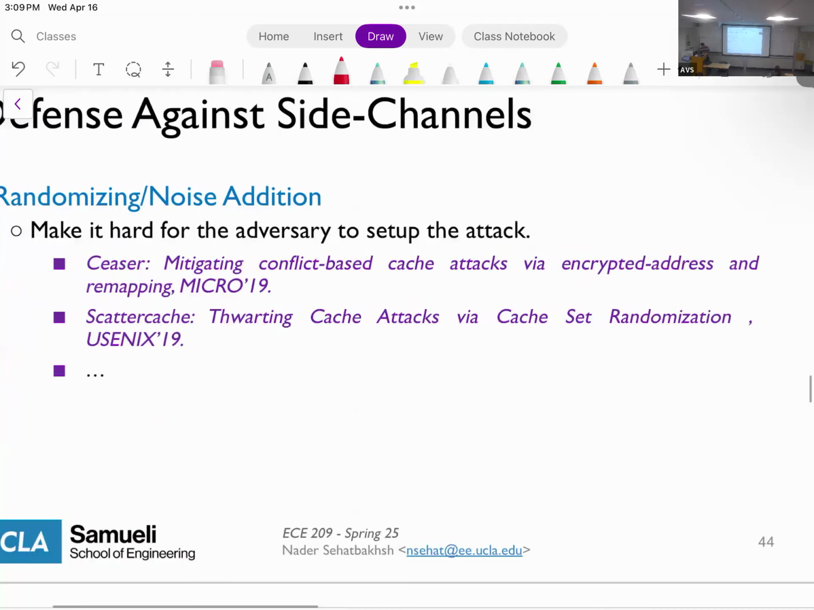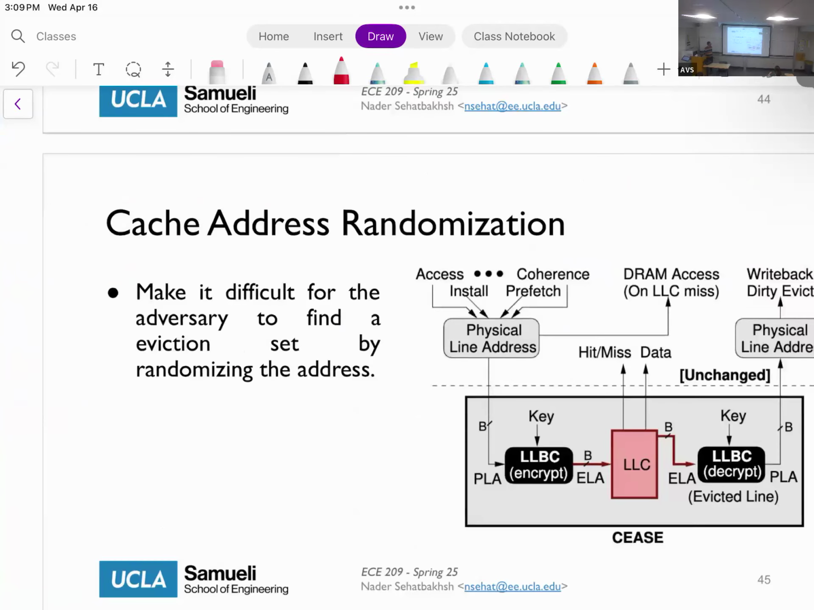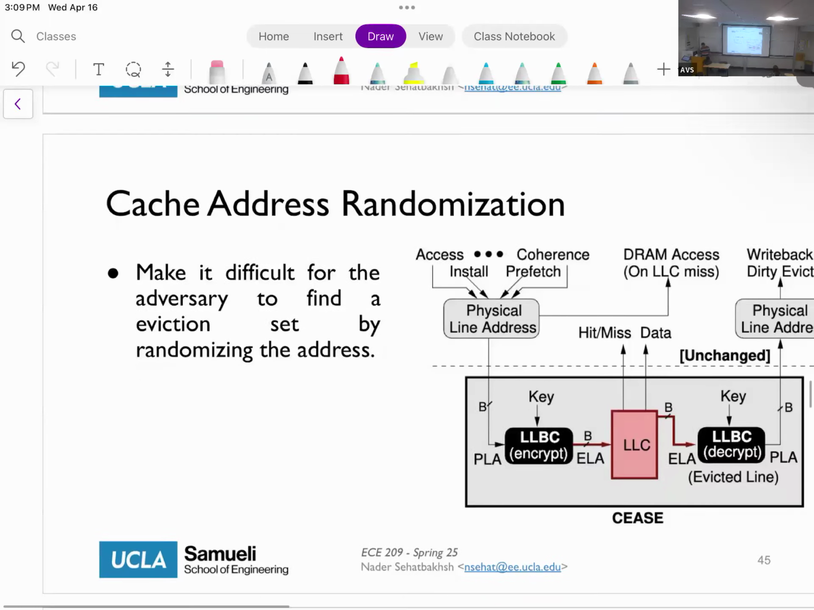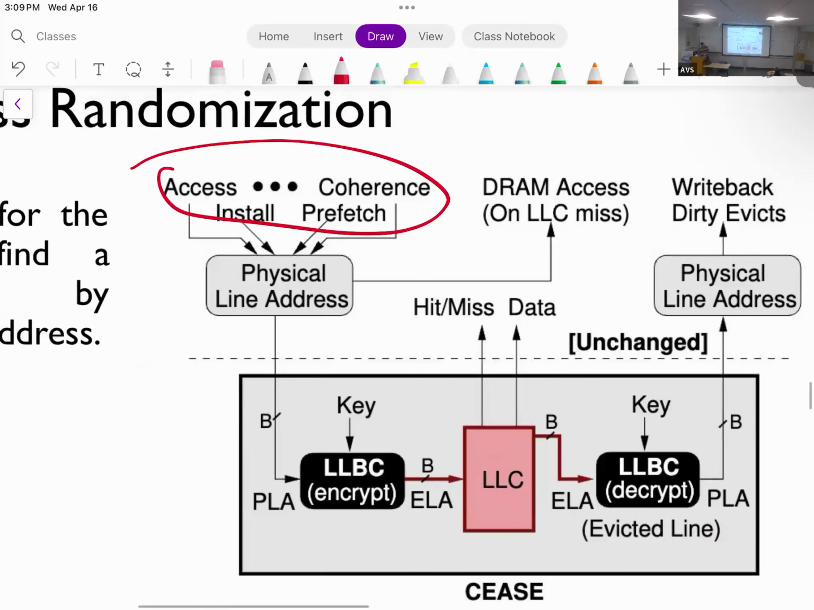So let me talk about this paper called Caesar, which is an interesting paper. The idea of Caesar is cache address randomization. You can think about a regular cache as: the virtual address comes, you map it to a physical address, and then you directly access your last level cache. What we can do instead is add this encryption, or mapping, block. If you want to call it encryption, we basically take the address and create this new address.